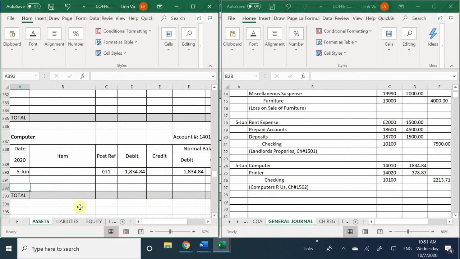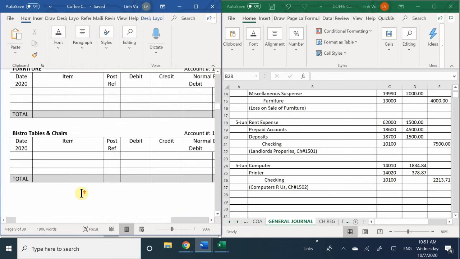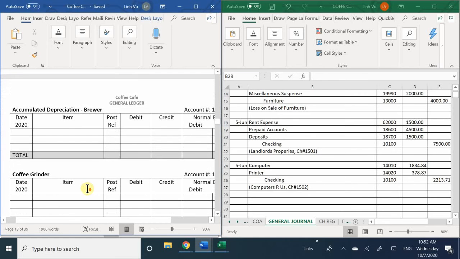All right. And then I'm going to scroll a couple down to my printer. So 6.5, General Journal. Number 1, I bought my printer for $378.87, which my total is going to be $3,887. For this, it will be page.